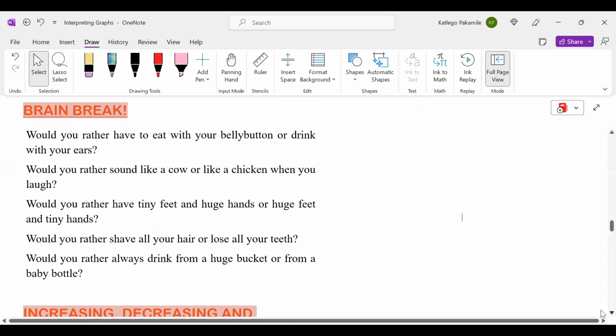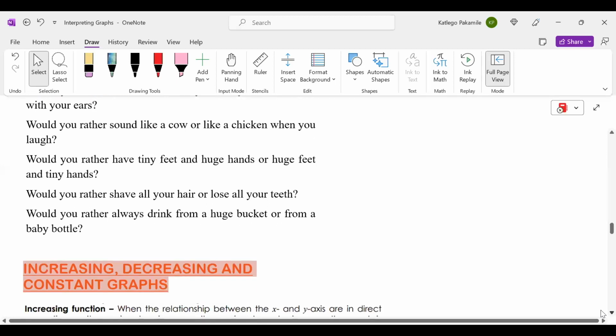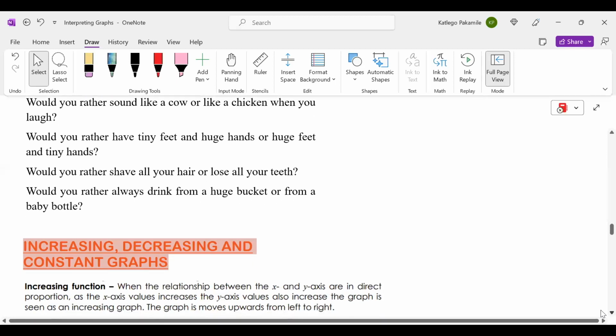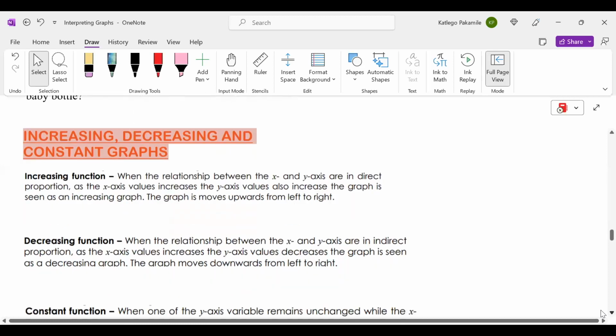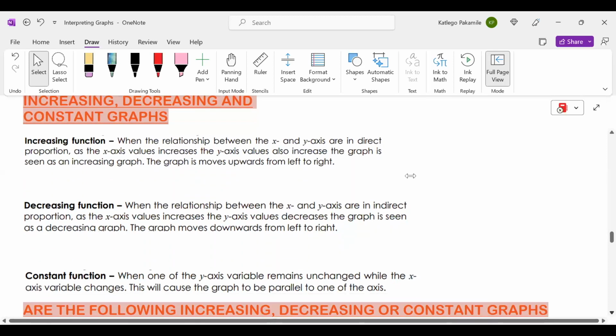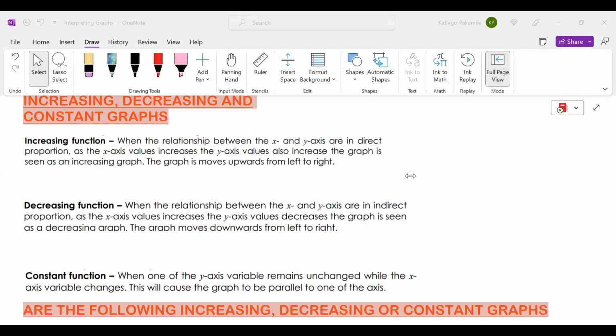And now we are going to talk about increasing, decreasing, and constant functions or graphs. Okay, the word function and graph is the same. All right. Now we are moving on to increasing, decreasing. So we're doing types of graphs basically today.